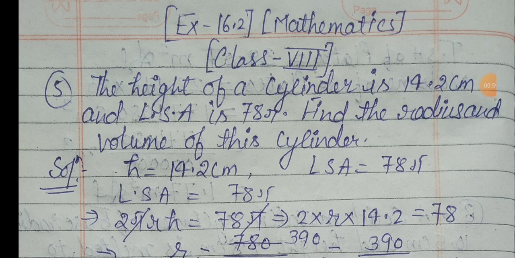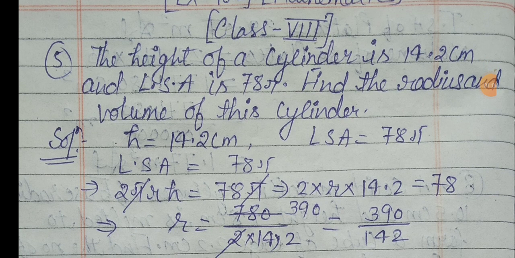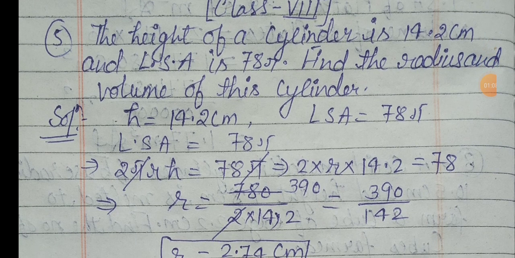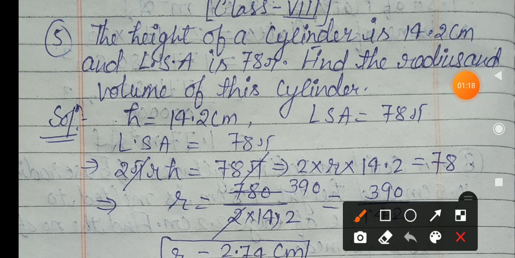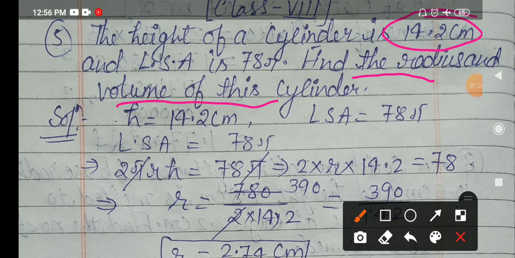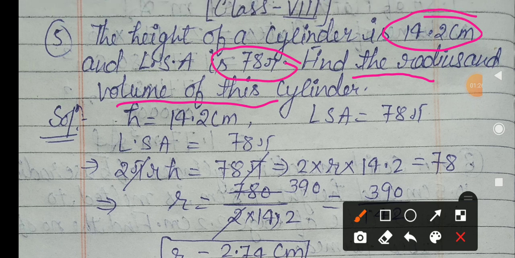Okay, so in this video we start with question number 1. As you see on your screen, question number 1 says the height of a cylinder is 14.2 centimeter and the lateral surface area is 78 pi. Find the radius and the volume of the cylinder. So you have to find the radius and the volume, and you get the height and the lateral surface area.